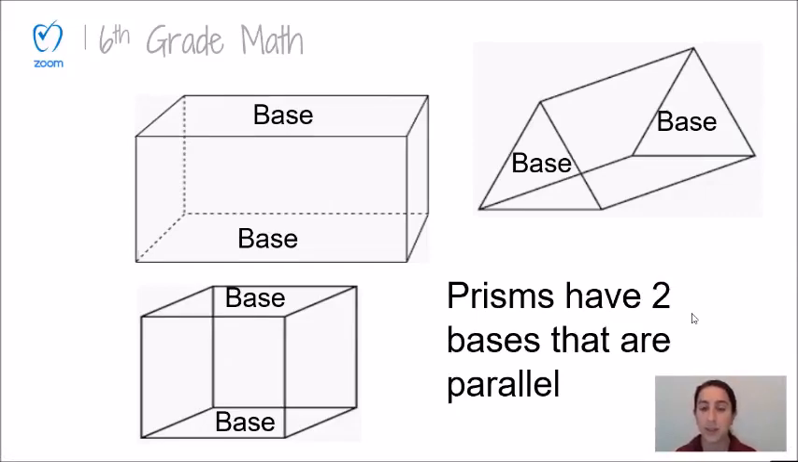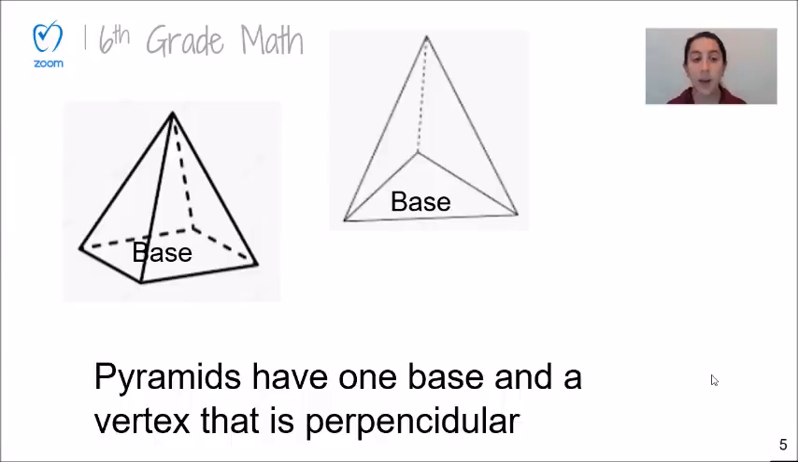Prisms have 2 bases that are parallel. Pause the video now and write that in your Google classwork. Now we'll see a lot of prisms with 2 parallel bases. We are also going to be working with pyramids. As you can see here, the difference between a prism and a pyramid is that a pyramid only has 1 base and a vertex that is perpendicular. You can see here that the base on the pyramid on the left is a square, and the base on the pyramid on the right is a triangle. There is only 1 base in a pyramid. Pause the video and write this definition in your Google classwork.